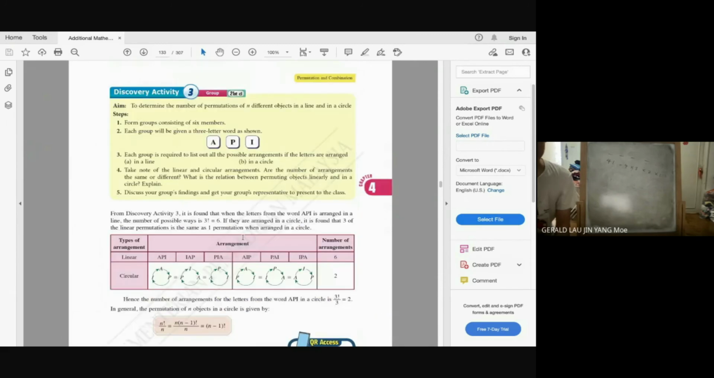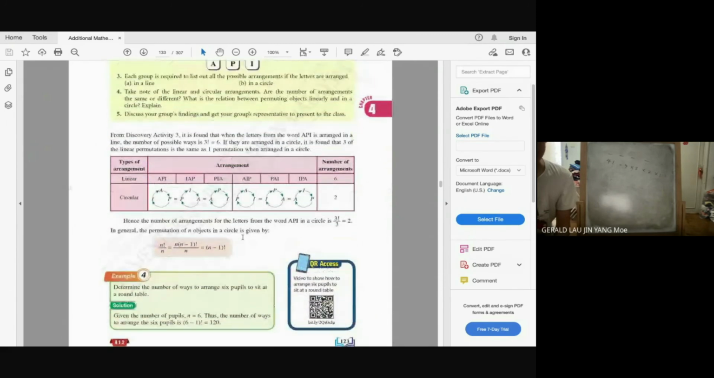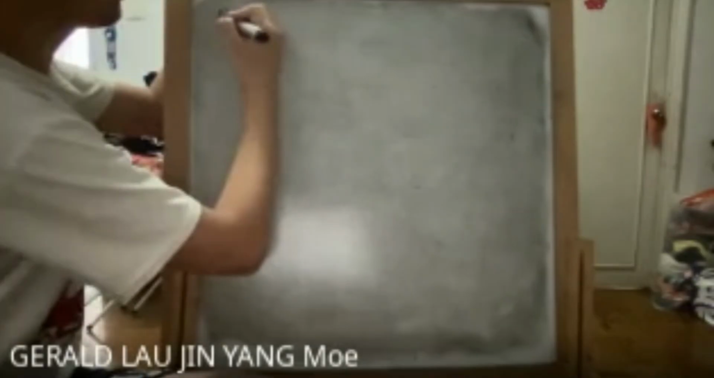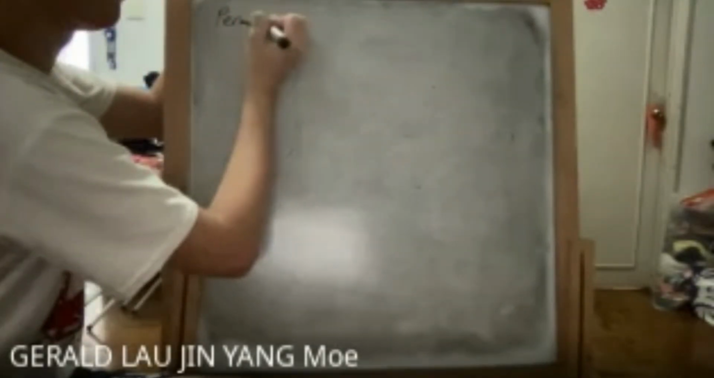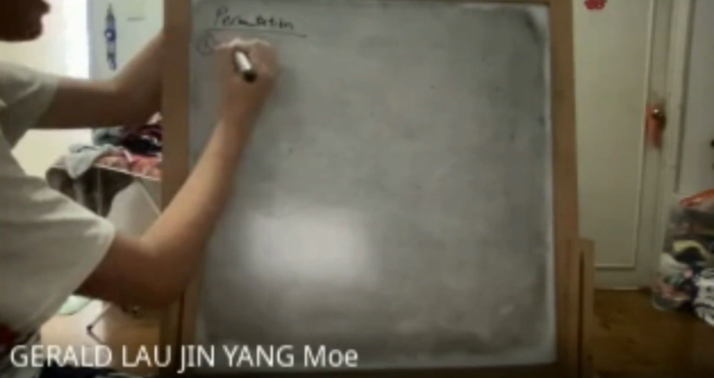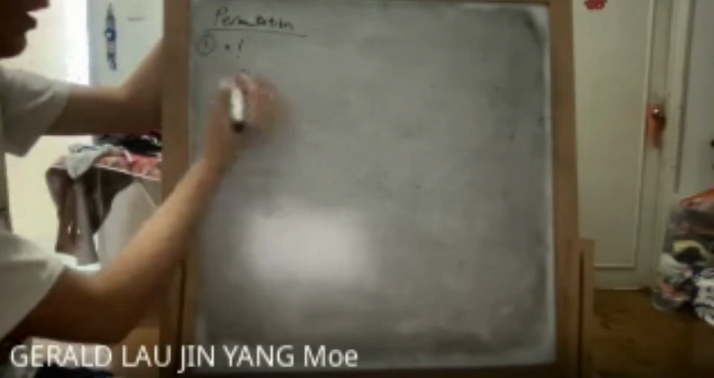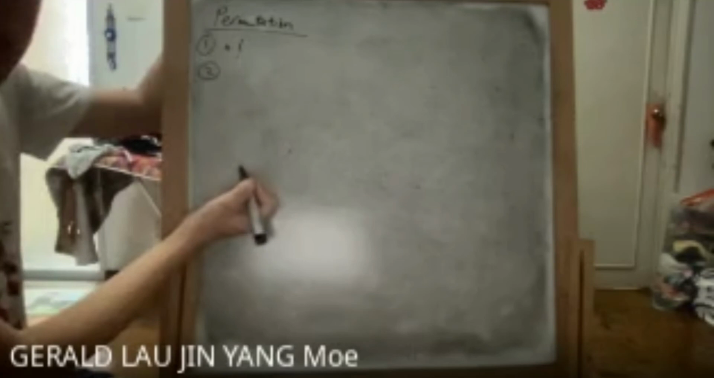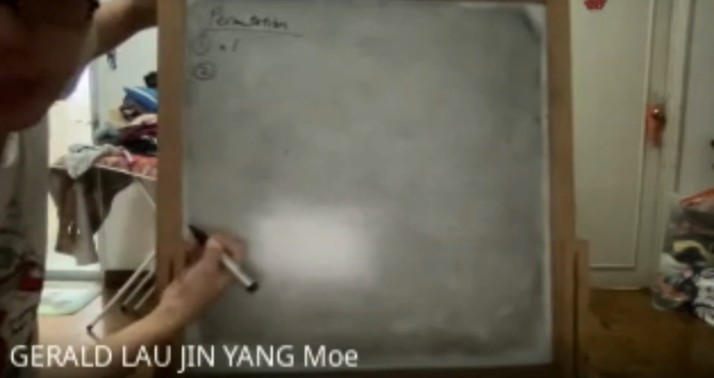Okay, this is factorial. Basically, you already have a lot of formulas for permutation. Just now, the first formula is n factorial. Now the second one is when it is arranged in a circle.